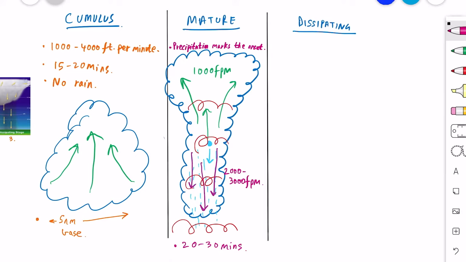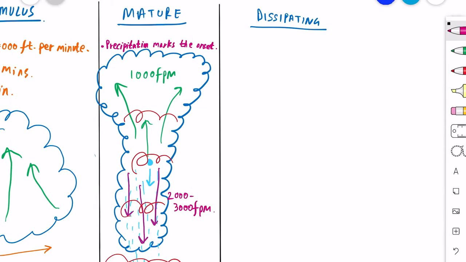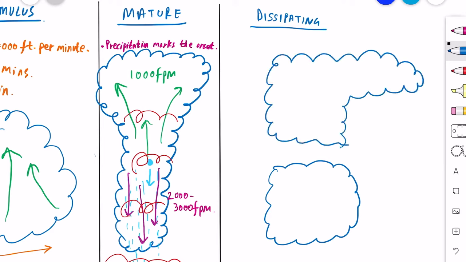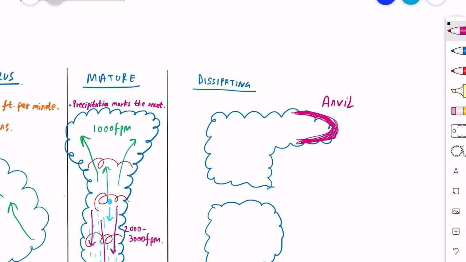Okay, now coming to the last stage, which is the dissipating stage. This stage begins when the moisture in the cloud is not sufficient to feed the storm. So the cloud would look somewhat like this. This is the lower part and this was the upper part with the anvil. I'll tell you what the anvil is. So this is an anvil. This extra protruding part of the cloud is the anvil. When you can see the anvil in the cloud, you can say that the dissipating stage has started.